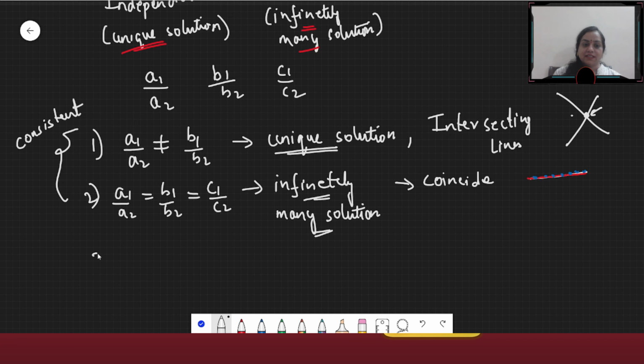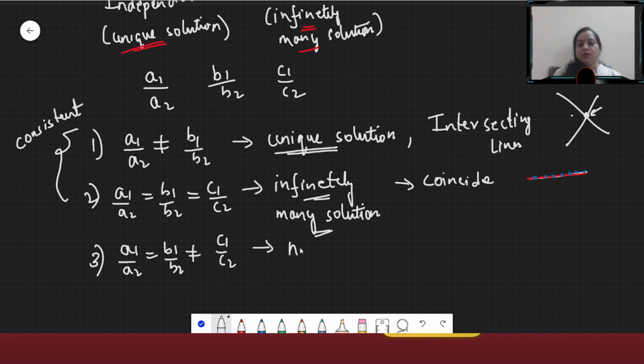Now coming to the third comparison. Suppose I have A1 by A2 is equal to B1 by B2, but this is not equal to C1 by C2. In such a case, you will have no solution. When you plot the graph, you will observe that the lines are going to be parallel to each other.